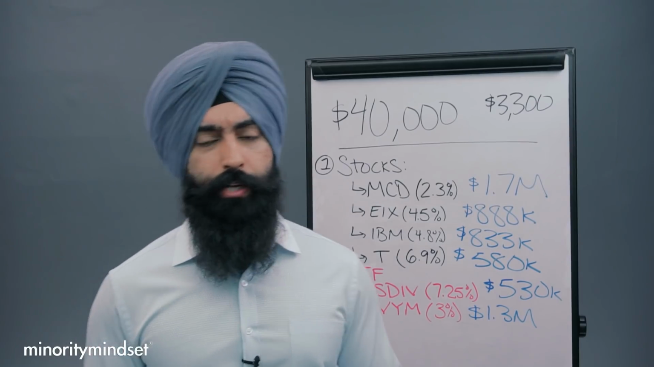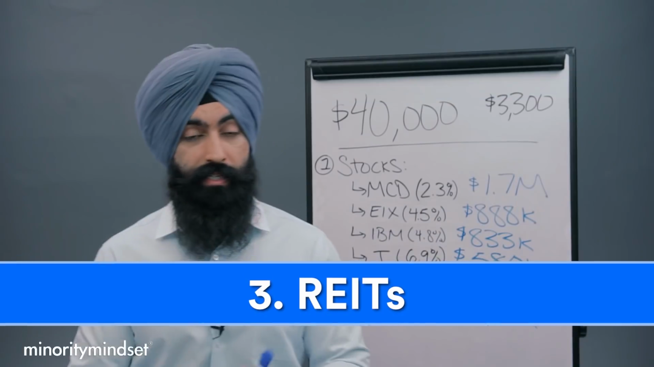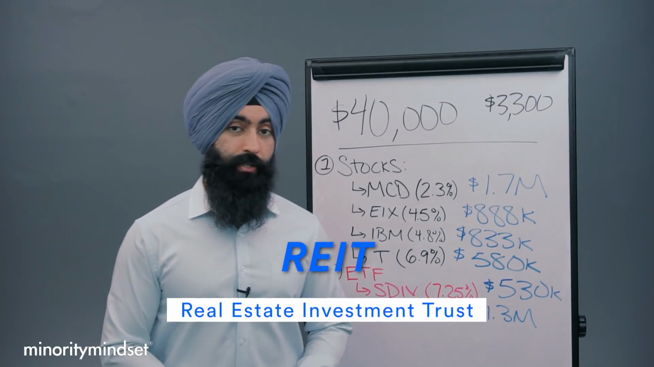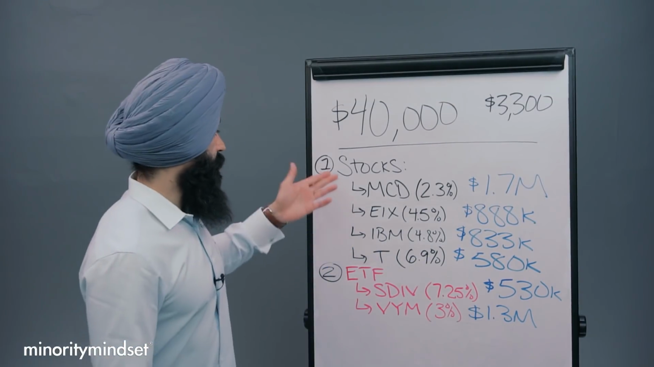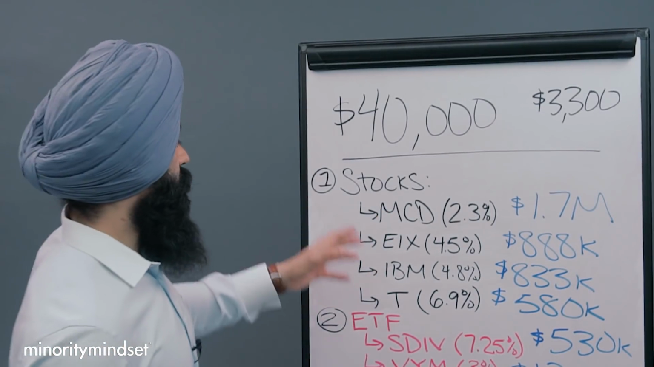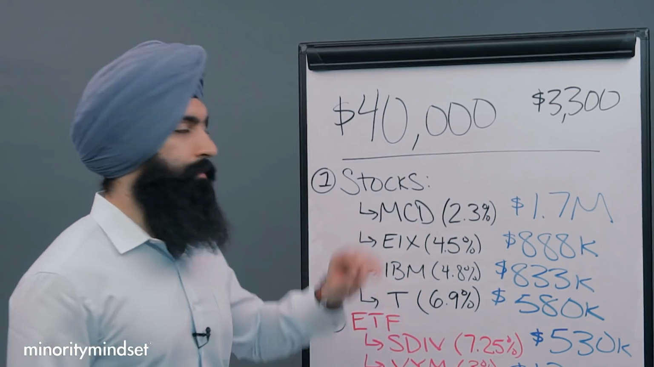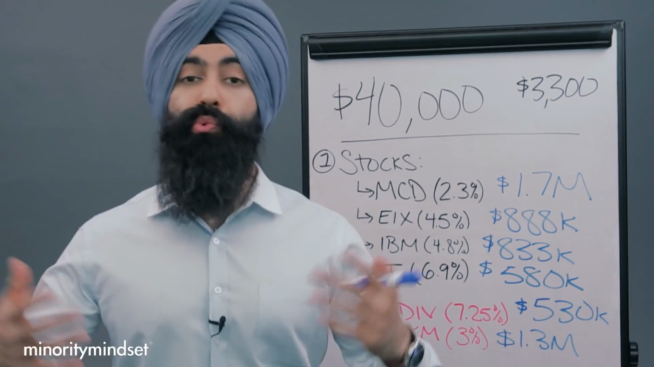A third very common way to invest your money for this passive cash flow dividends is by investing your money in REITs. A REIT is a real estate investment trust, and technically a REIT is a stock, but people look at stocks and REITs a little bit differently, just because stocks give you exposure to companies like McDonald's and AT&T and IBM. REITs give you exposure to real estate.